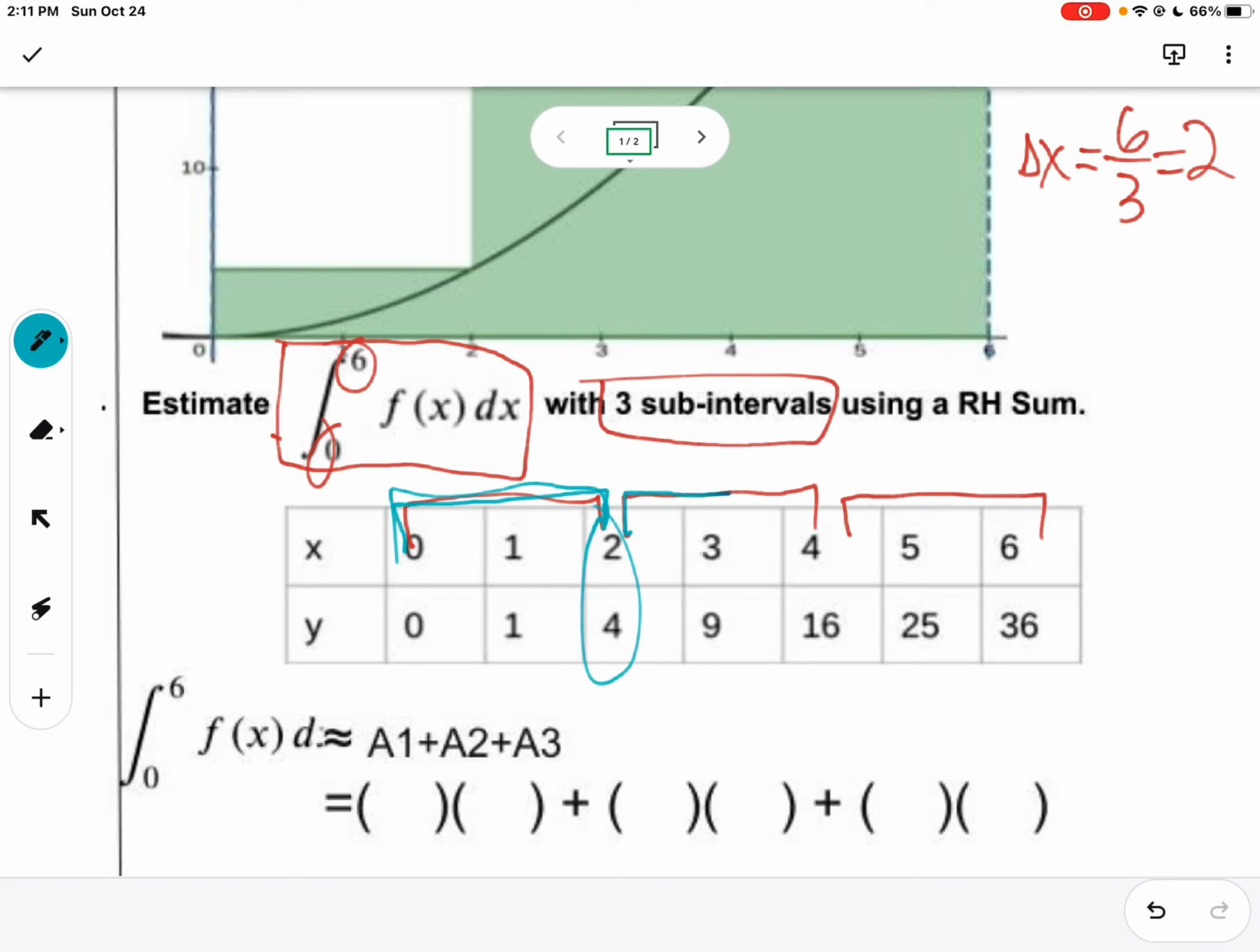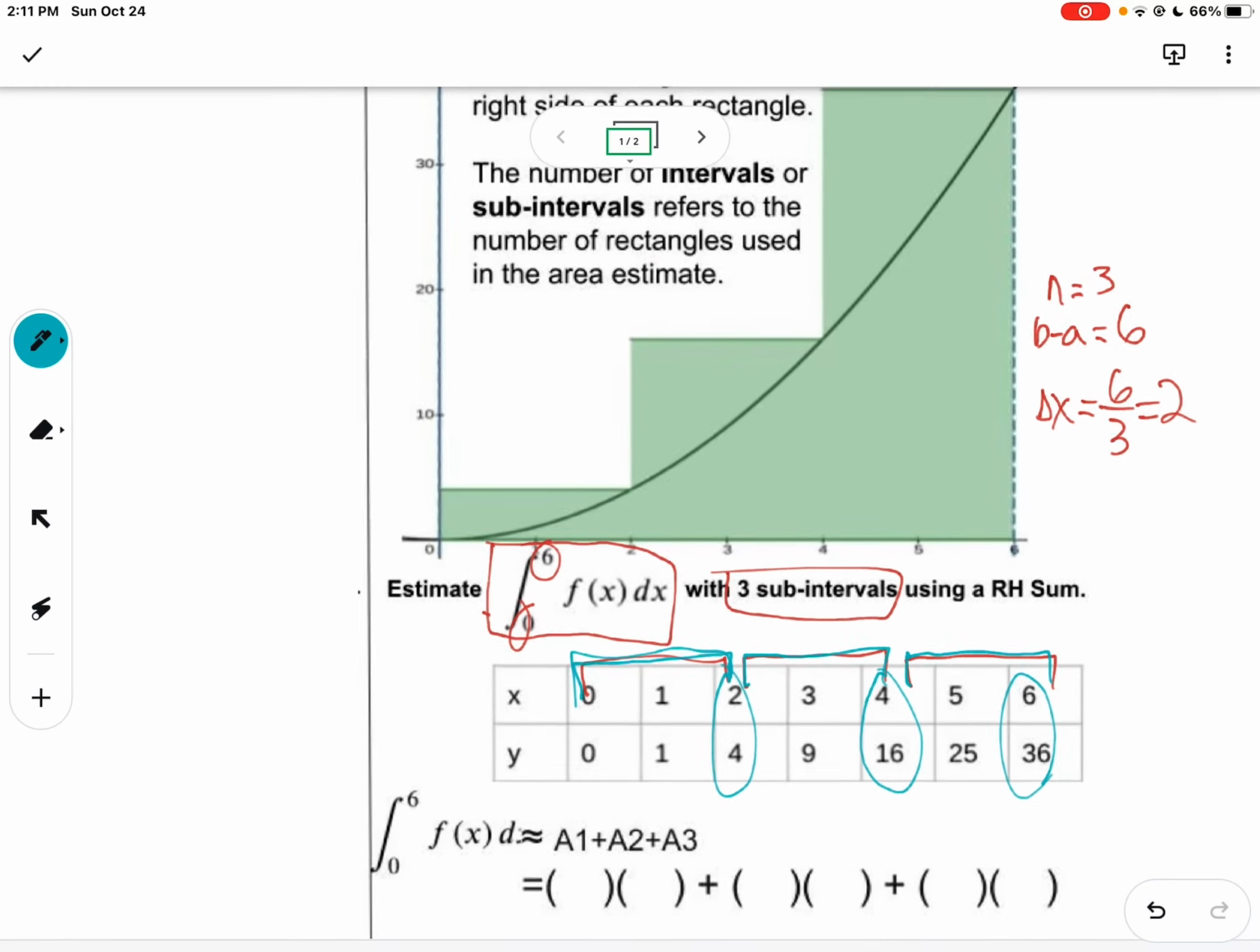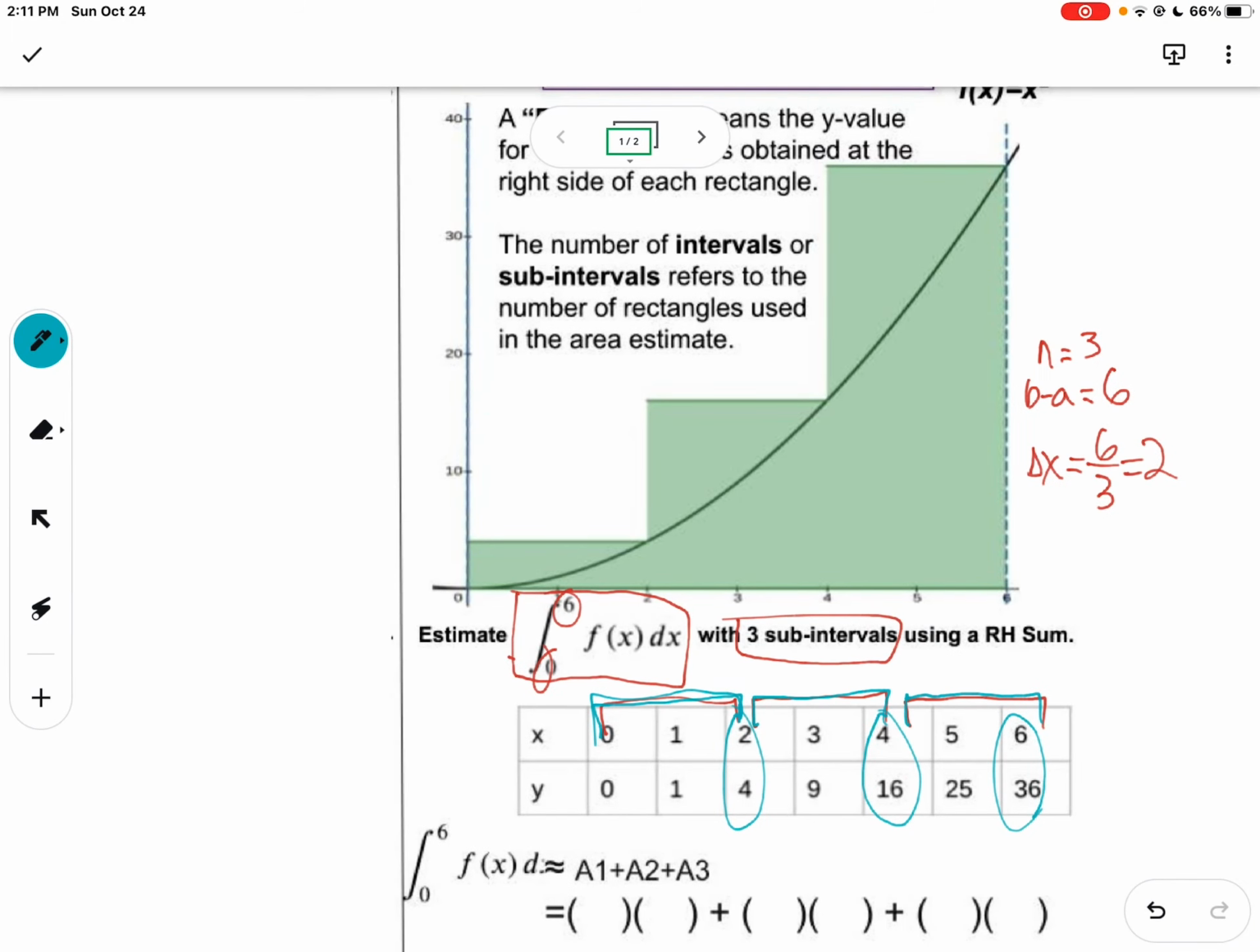The second one is from x equals 2 to x equals 4. What's the right side of that interval? The ordered pair of 4 and 16. The third rectangle goes from 4 to 6. What's the right side of that interval? 6 and 36. At this point, you could go up and draw your rectangles.